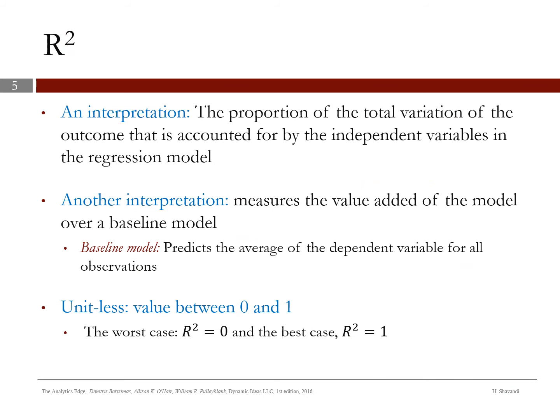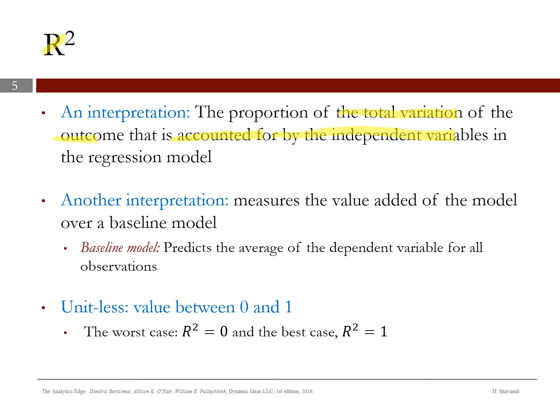So how will we interpret the value of R square? Here we can say the R square value will show what proportion of the total variation of the outcome is accounted for by the independent variables. Okay, so if we have a high value for R square, that means the independent variables have great impact, have significant impact on the change of the outcome.